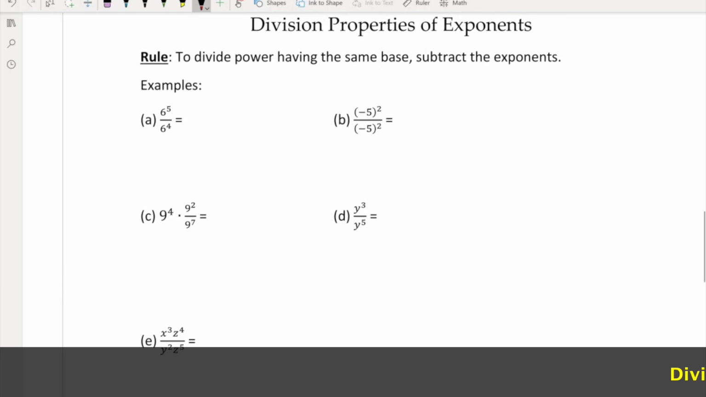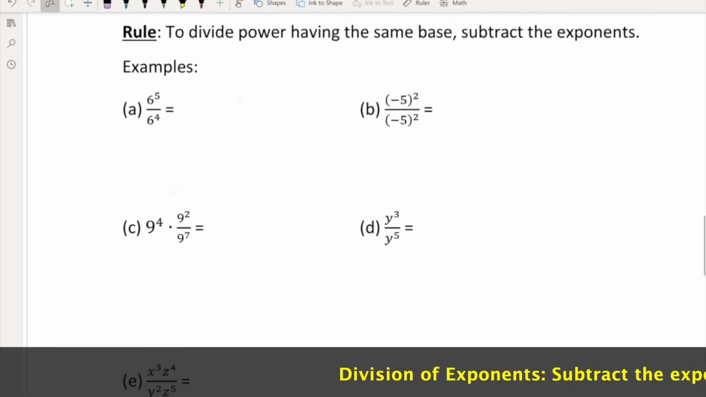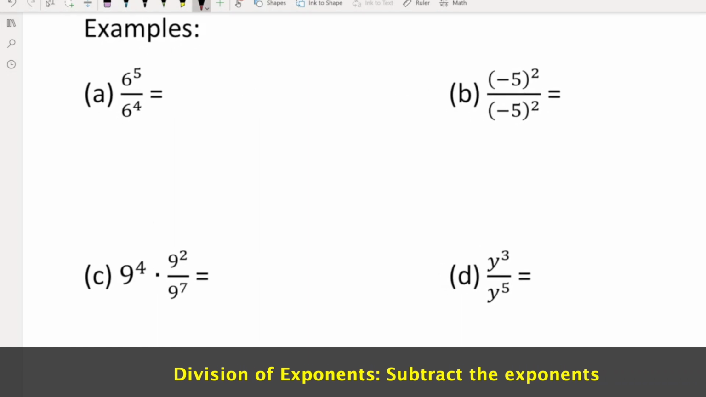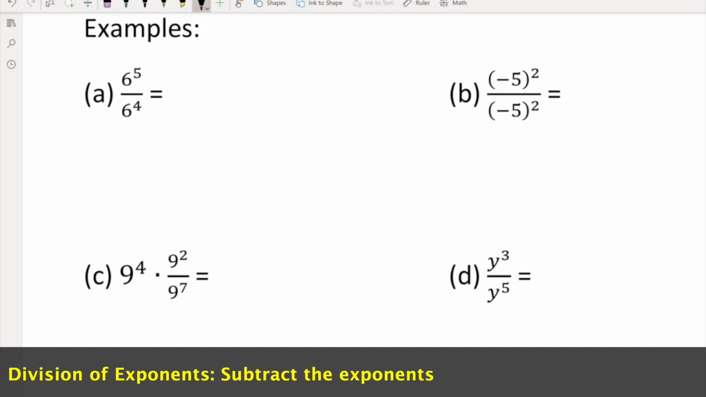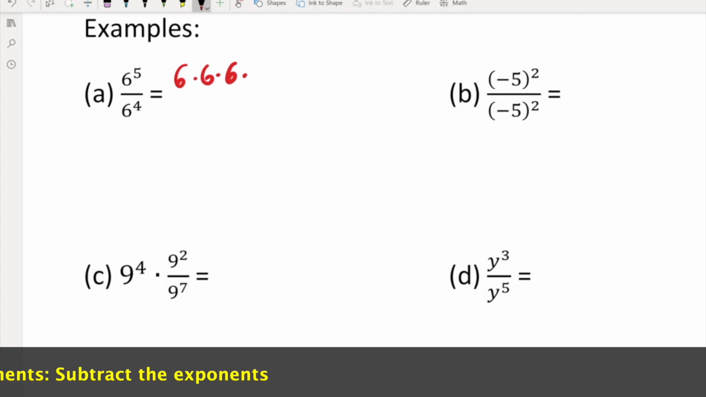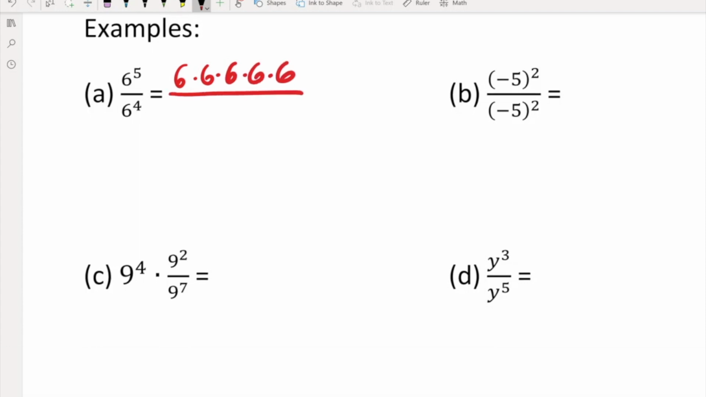To divide a power having the same base, you subtract the exponents. First one, we'll do it the long way. When you say 6 to the 5th power, you mean 6, 6, 6, 6, 6. When you say 6 to the 4th power, you mean 6, 6, 6, 6. Start reducing. Reduce, reduce, reduce, reduce. What's left, after all those turn into ones, is a single 6 on the top.